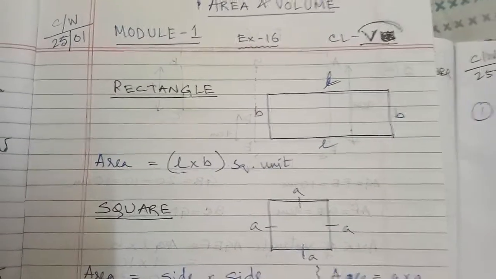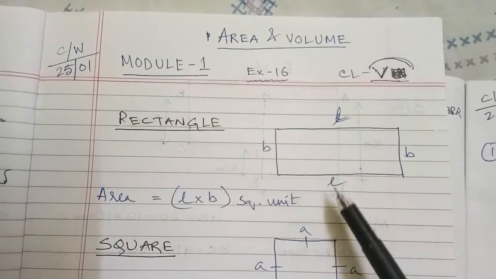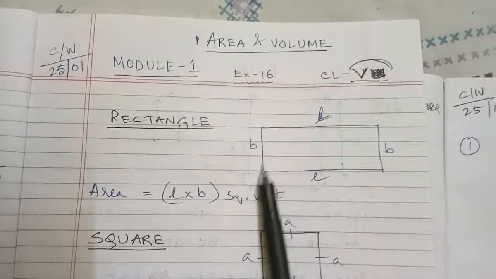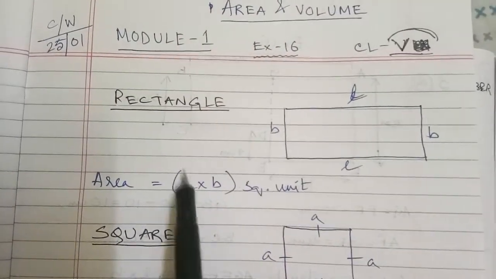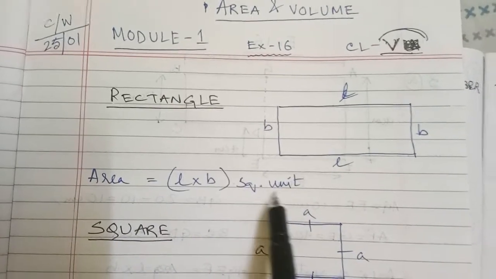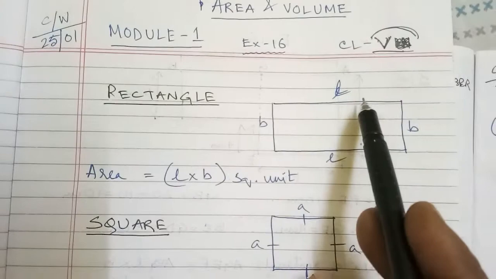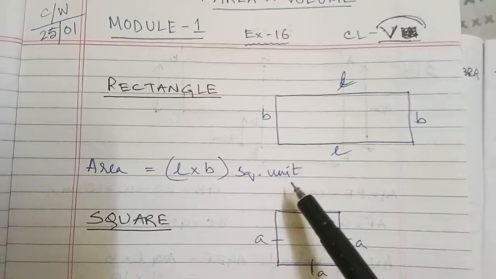Take the rectangle. We know that the opposite sides are equal. Here this is length and this is length, this is breadth and this is breadth. Now we know that the area formula is, in bracket, length into breadth square unit. Why have I written square unit? Because here the unit is not mentioned. If it is mentioned, you have to write centimeter square or meter square.